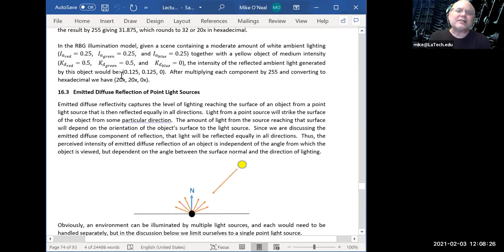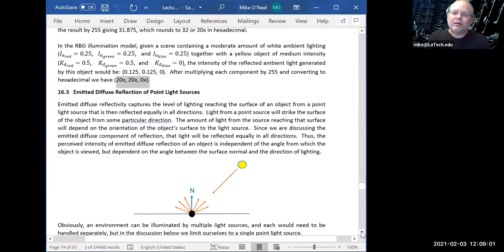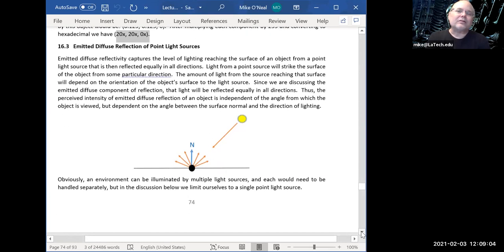Okay, so if you multiplied these together, this dot on the surface of this yellow object would be 0.125 from the ambient component, and after multiplying by 255, basically you have 20 hex, 20 hex, 0 hex, right? Because this isn't 20, it's what, 36. Or 32, 16 times 2, Mike.